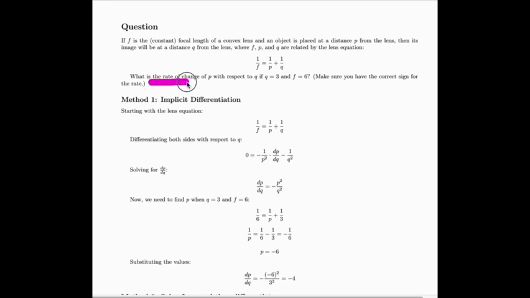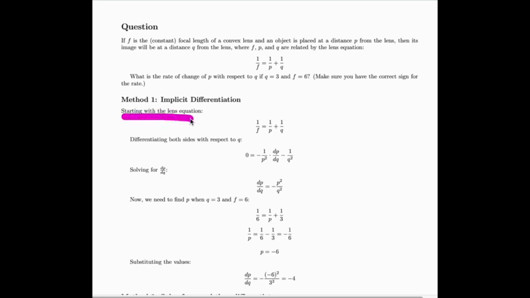We need to find the rate of change of p with respect to q when q is equal to 3 and f is equal to 6. There are two ways that you can do this. I'm going to show you both ways. The first method is using implicit differentiation.